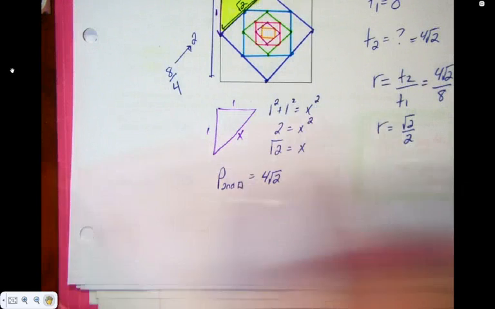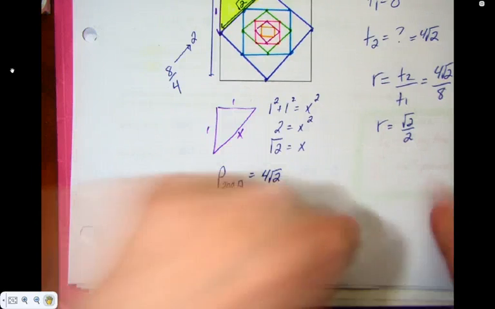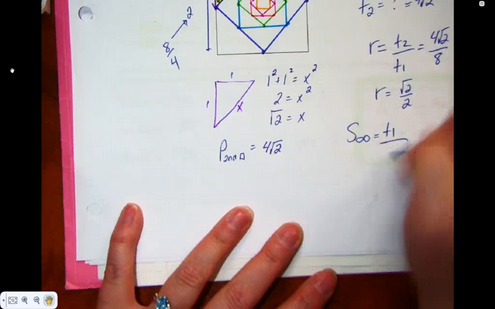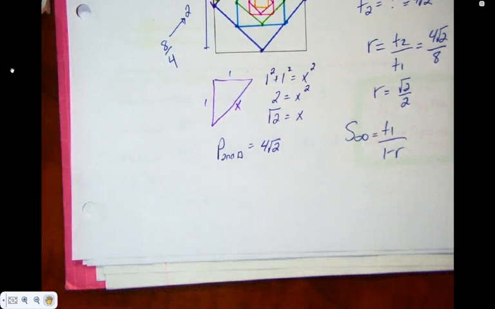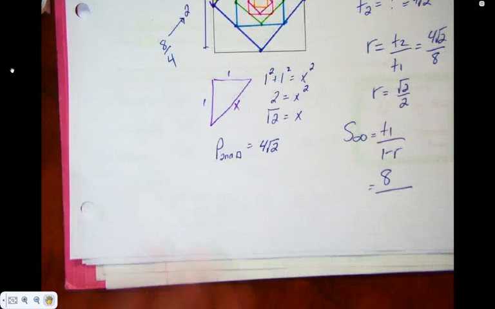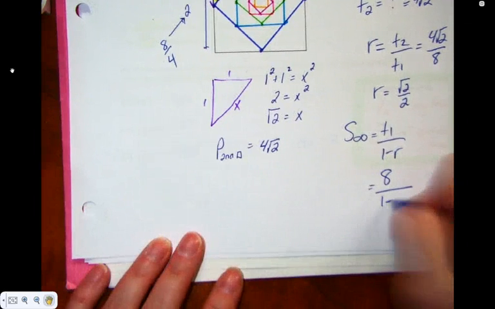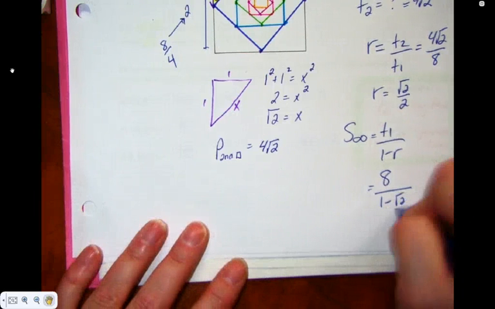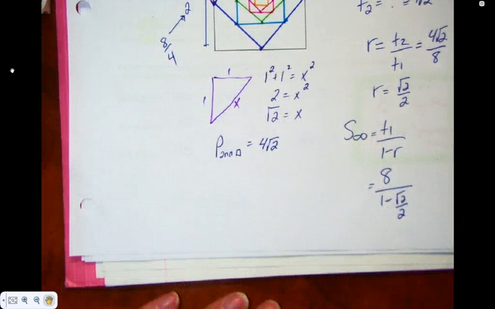Do you want to go to paper, or are you okay just finishing it here? Sum to infinity. T1 over 1 minus r. T1 is? R is? Root 2 on 2.